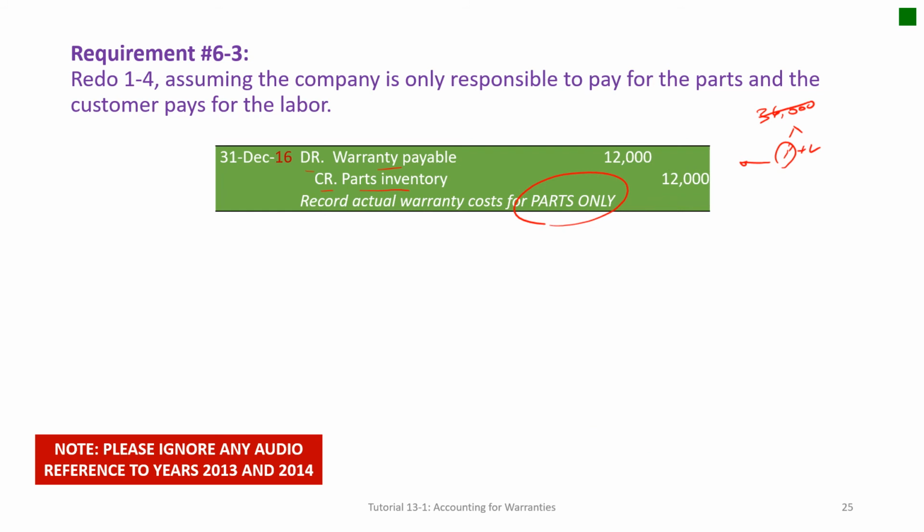The third requirement was to deal with any of the costs associated with serving the warranties. So if we go back and recall that from the data, originally the company had to service a total cost of $36,000, but remember that that was for parts plus labor. So now we're only looking at the parts portion, which is $12,000. So we're going to pull some parts inventory, so that's why we're crediting parts inventory because we're going to draw some parts out of inventory, and we're going to reduce the warranty liability, the warranty payable, for the amount of the parts only.